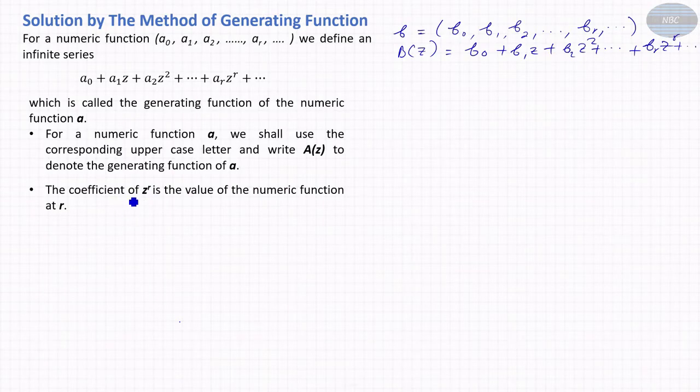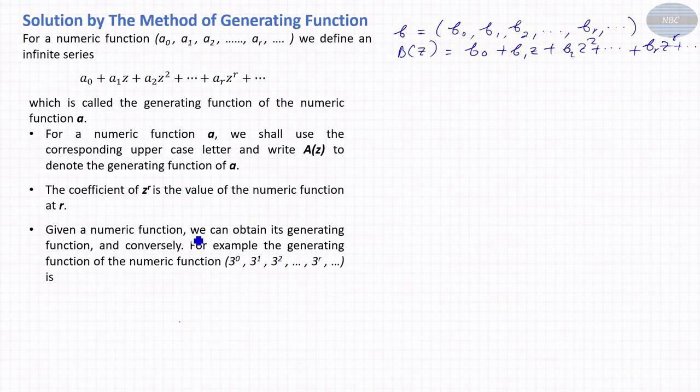The coefficient of z to the power r is the value of the numeric function at r. The coefficient of z is b1, similarly the coefficient of z square is b2. It means the value of this numeric function at 1 is b1, the value at 2 is b2, and the value at r is br. So these coefficients are the values of the numeric function at r. Given a numeric function, we can obtain its generating function and conversely.